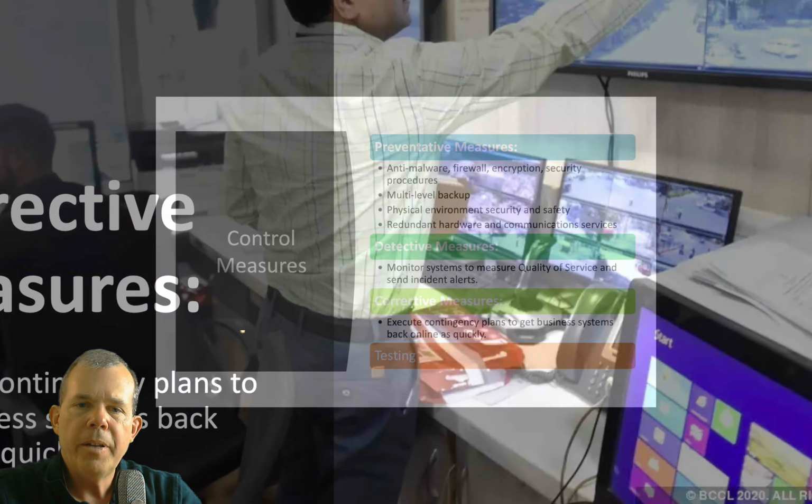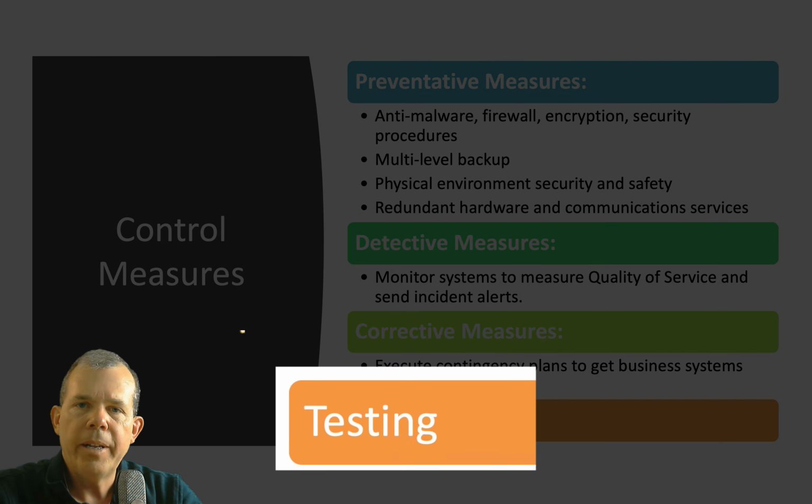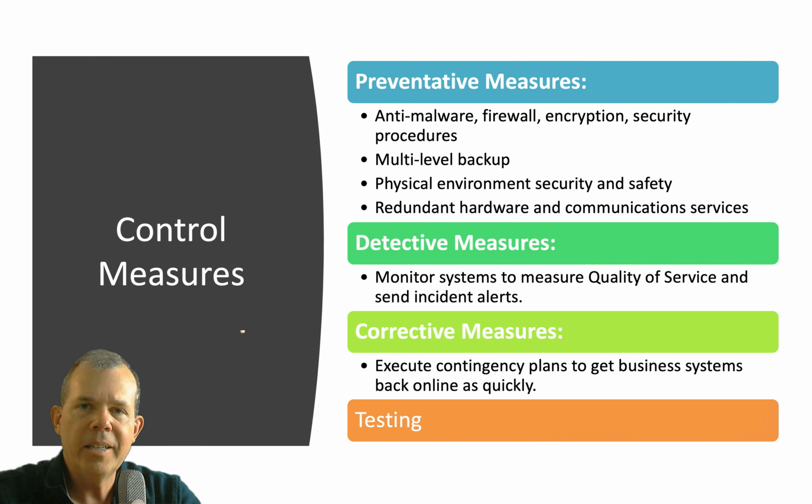So we've looked at 3 of the control measures. First of all, preventive, detective, and then corrective. We've got one more here that we're going to talk about, and that's testing, because all the good systems in place might be good, but they might not be. You have to test them.